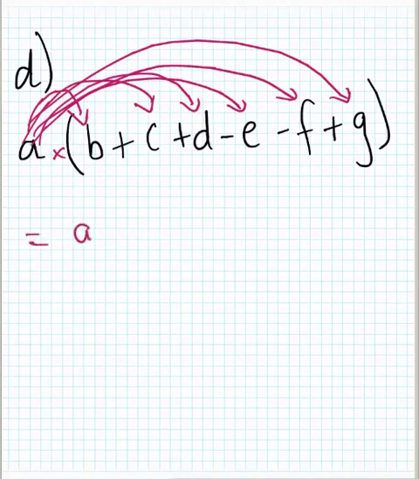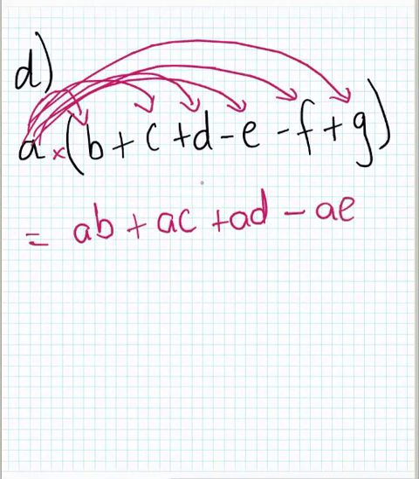A times B is just AB plus, so plus. A times C is AC plus. A times D is AD. It's a minus now, so minus. A times E is AE. Another minus. A times F is AF. Oh, I can't fit it on one line. There's a plus there, plus. A times G is AG.